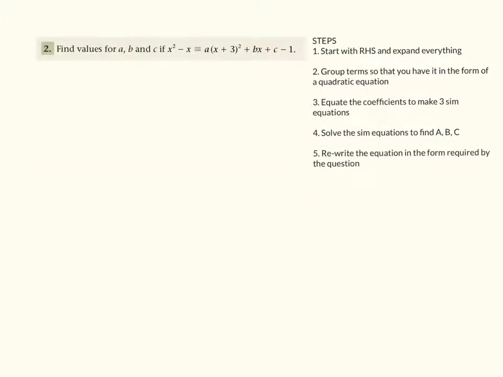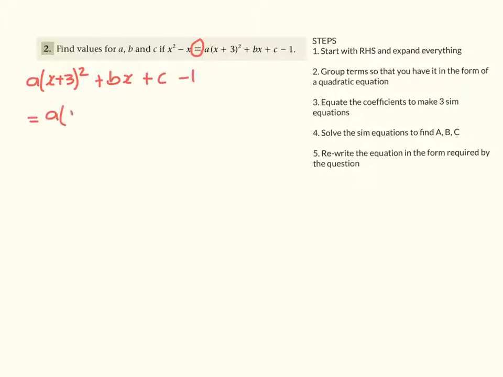Okay, find the values for a, b and c if x squared minus x is identical to, here's our clue, we're talking about quadratic identities, what's on the right hand side. So step 1, start with the right hand side and expand everything.